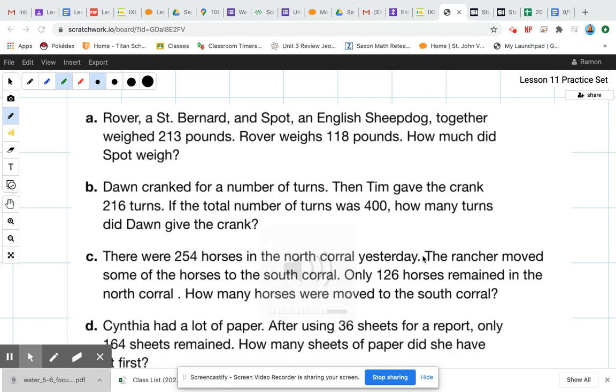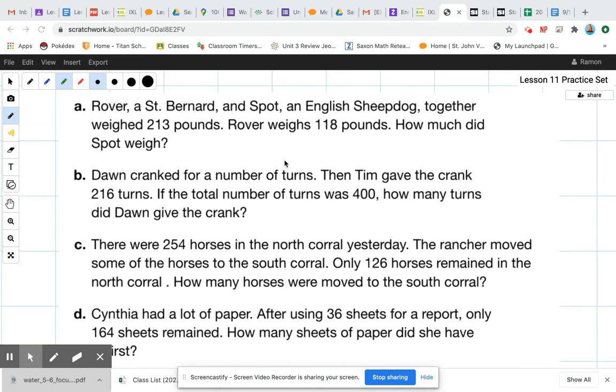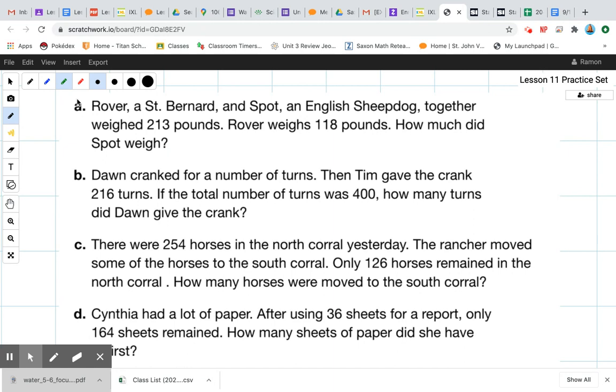Hi everyone. We're gonna go over the lesson 11 practice set. Let's start with A. What we're gonna be doing in this practice set for A through D is reading the first four problems, and for each problem we have to create a one-step equation. Now, since these have context in the word problems, our answers also need to be with the same context.